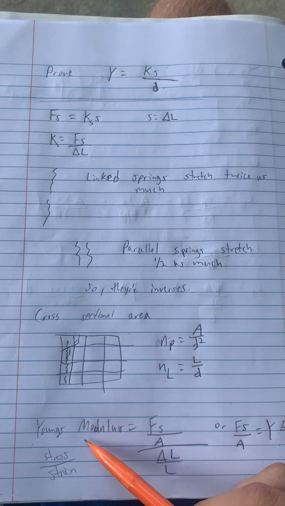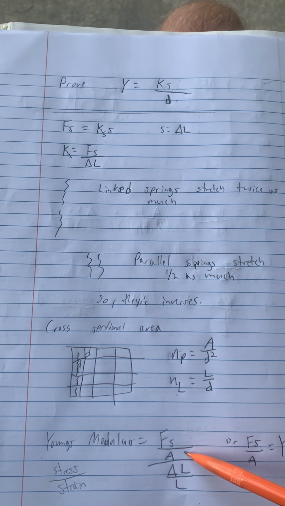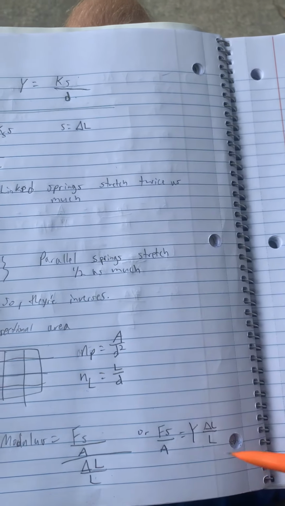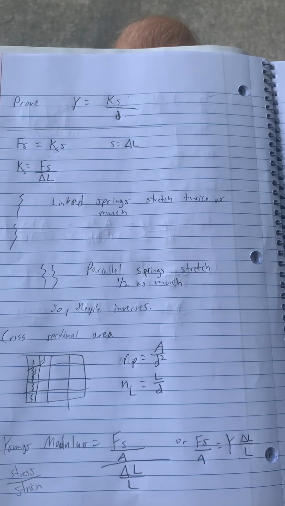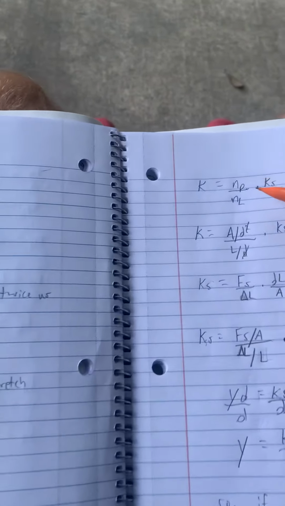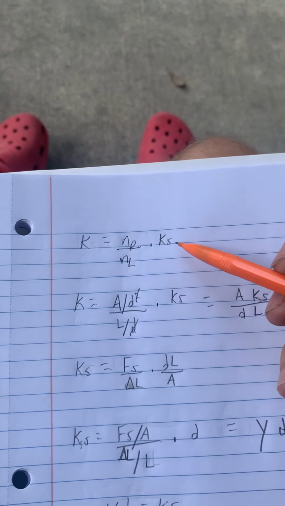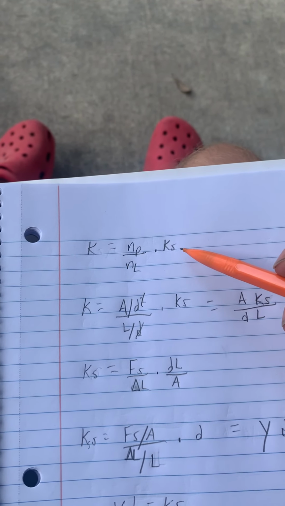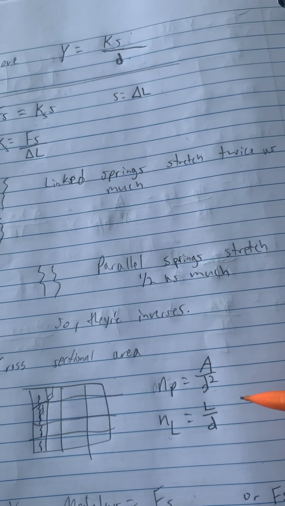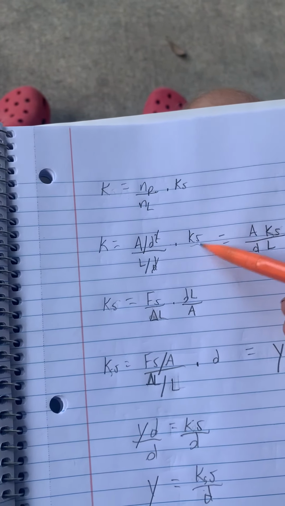And we know Young's modulus, the definition of it, is stress over strain. Stress is force of the spring over area, and strain is change in length over L, or this form if you like. So we want to find the interatomic spring constant. And to find that, we've got to do the number of parallel springs divided by the number of linked springs times the spring constant. And then we just switch these out here with what we solved with our cross-sectional area analysis, and multiply that by Ks.